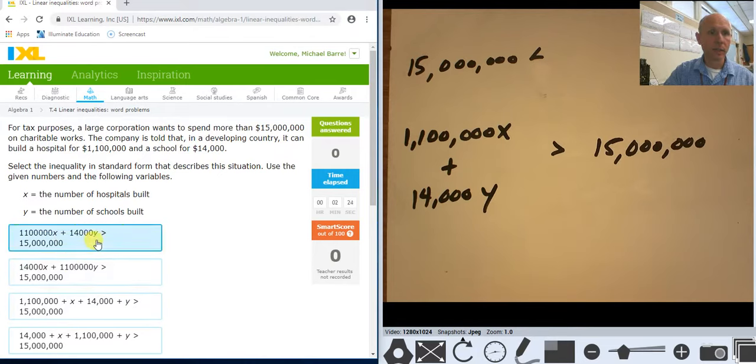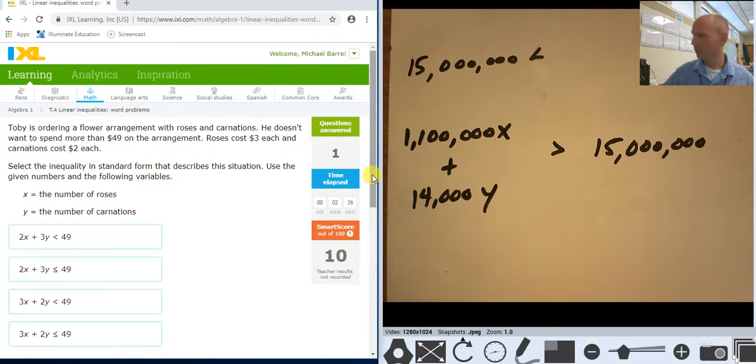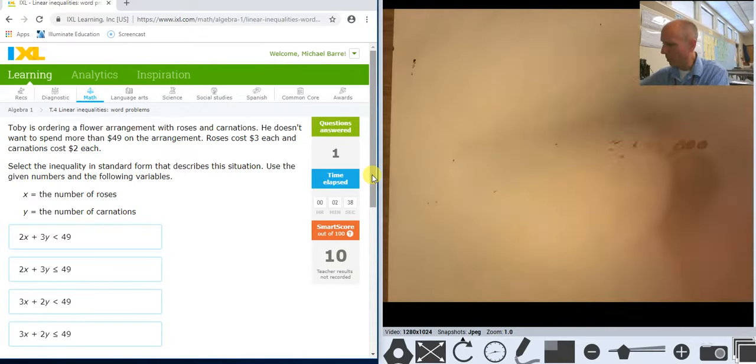Schools, I think it's that one right there, because this one's got mixed up, it has the price for the schools going with hospitals. This doesn't make any sense. I think it's that one right there. Well done. That was a rough one to start with, such big numbers.